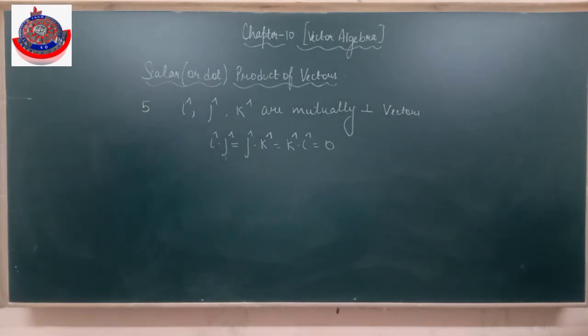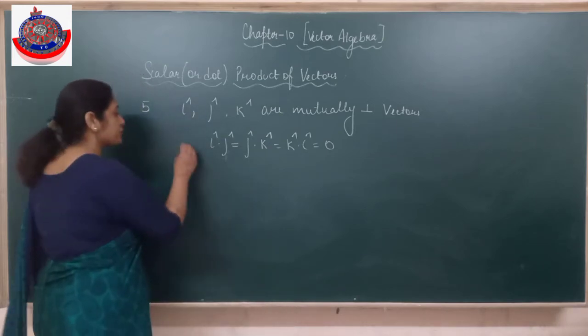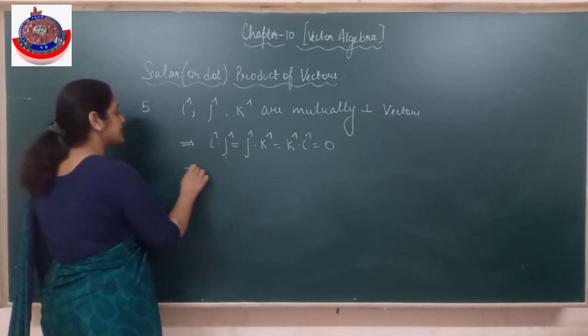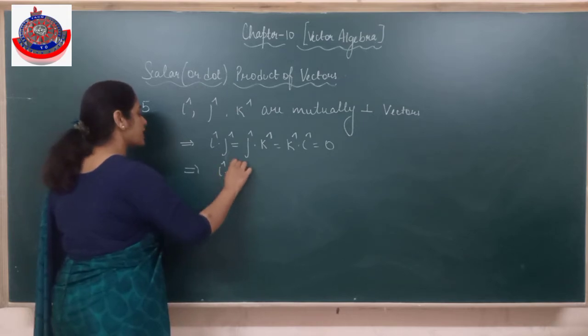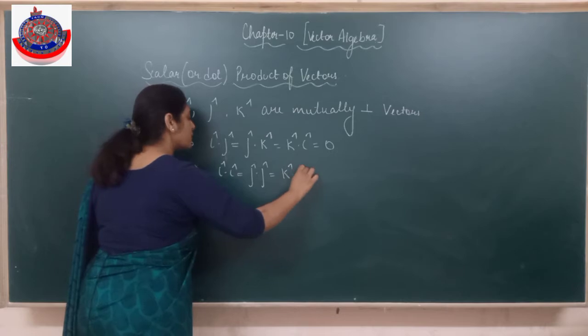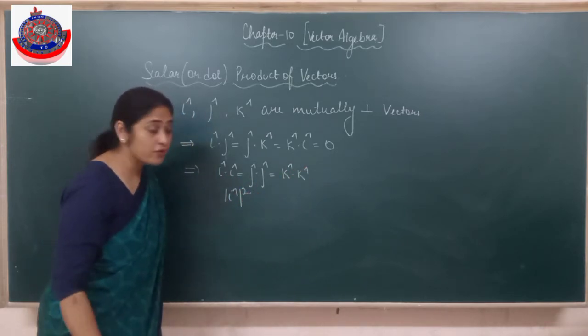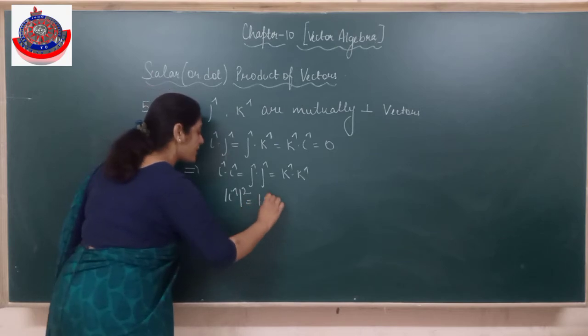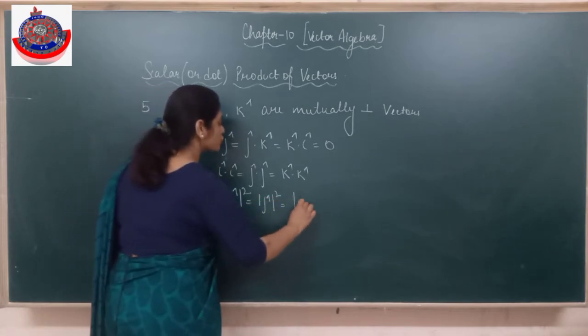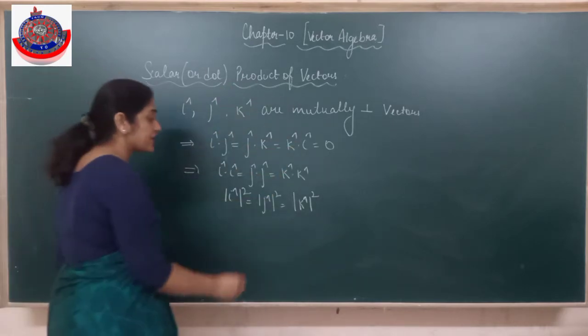Is it clear? And खुद के साथ क्या होना चाहिए? This is the first condition, very important. And the second, if I take i dot i, j dot j, k dot k, तो किसके इक्वल आएगा? This is equal to the square of the magnitude of i, of j, of k. We have done this in the second and third property. So that's equal to 1.